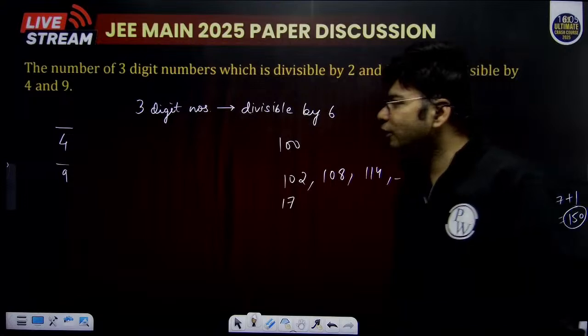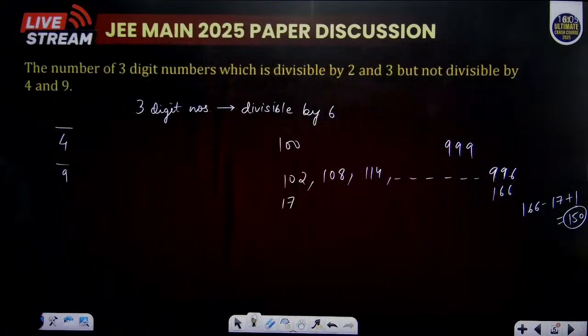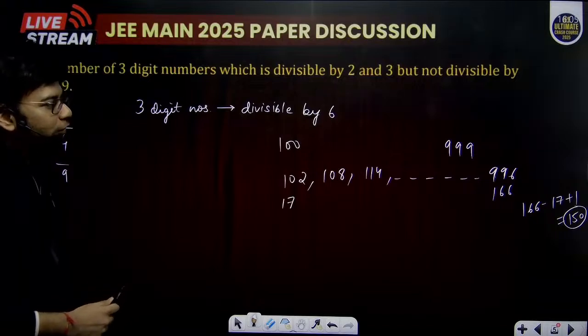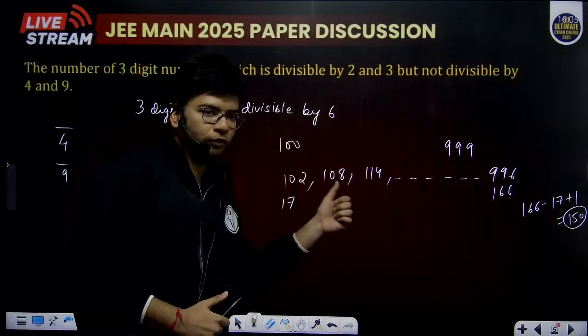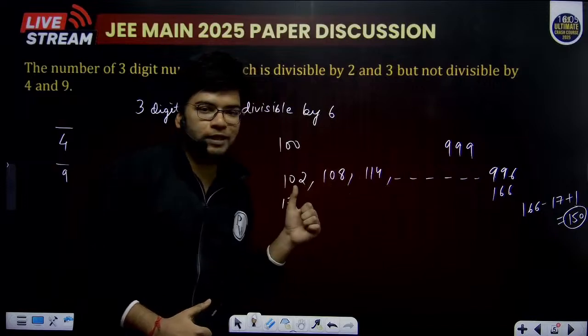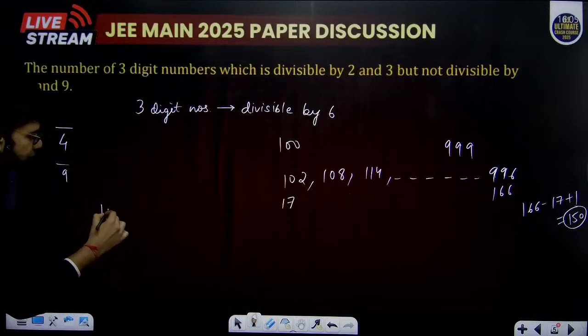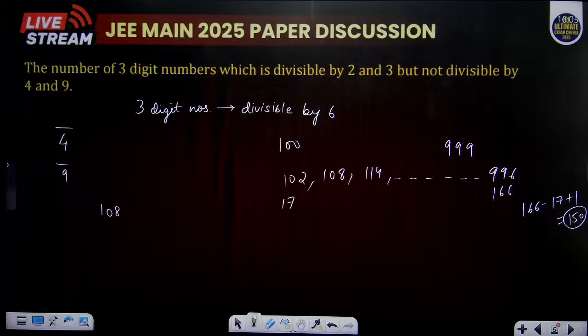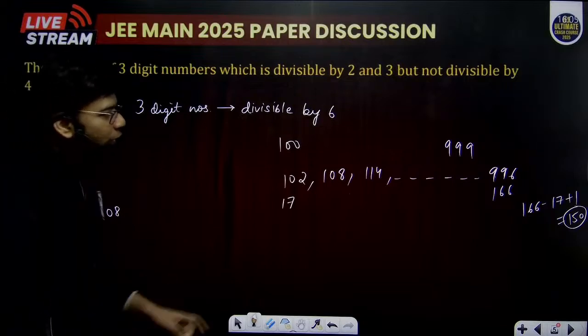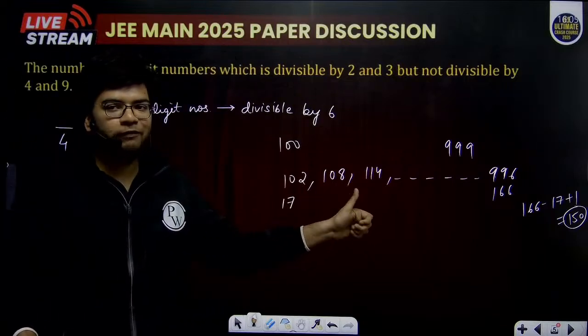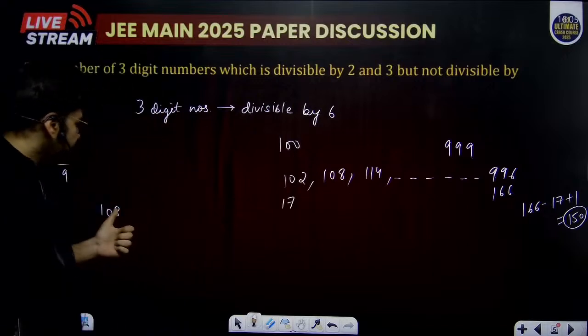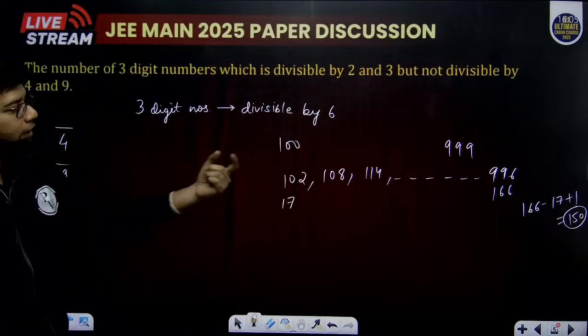Now I want to remove those numbers which are divisible by 4. Let's try to remove the numbers which are divisible by 4, which are in this sequence. So 108 is divisible by 4. Next 112 will be there, but 112 will not come in this sequence. Then 116 will be there, which will again not come in this sequence.